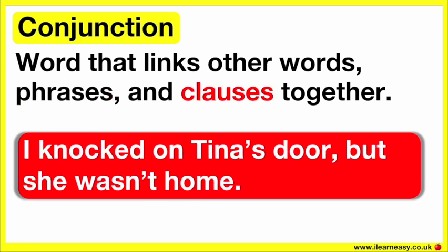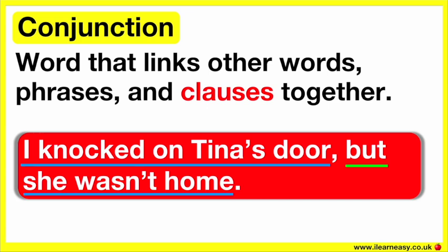An example of a conjunction linking clauses is I knocked on Tina's door, but she wasn't home. The conjunction in this sentence is but. It links the clauses I knocked on Tina's door and she wasn't home.